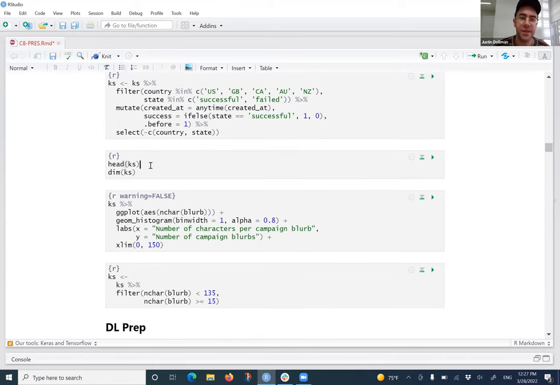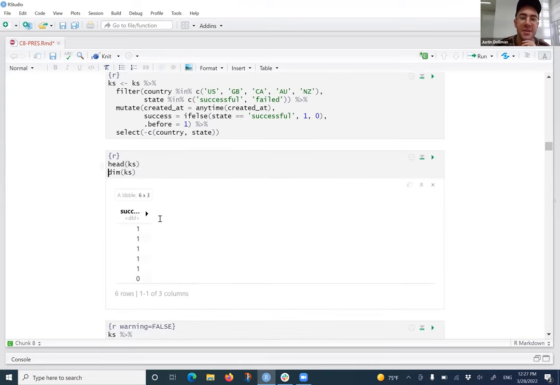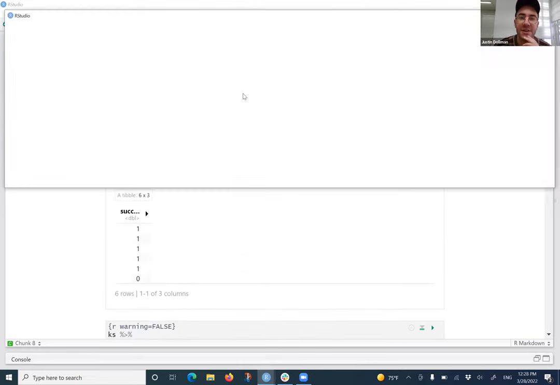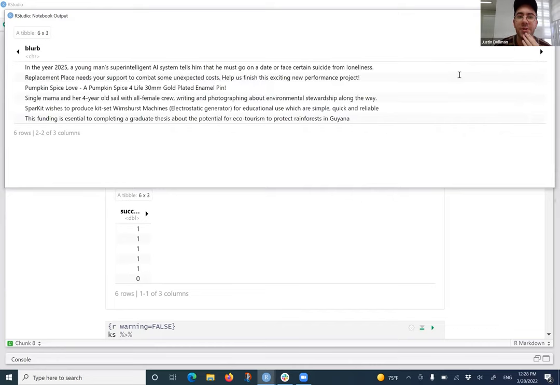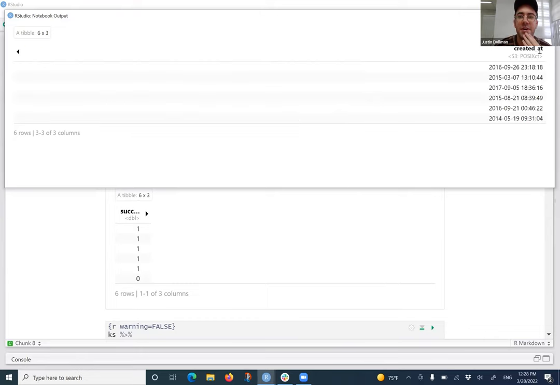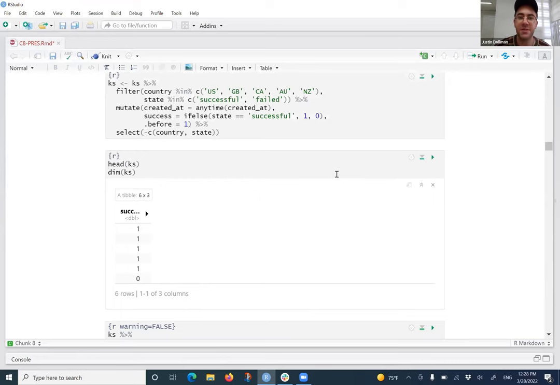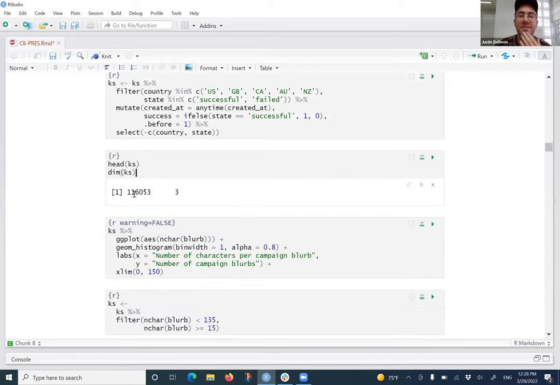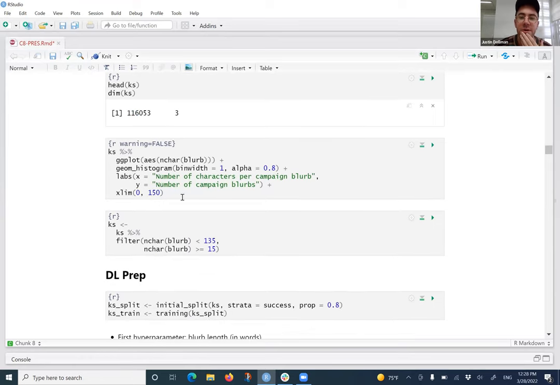So, okay, in the end, the data set is gonna look like this. Man, this is bizarre output. But anyway, so we have success, ones and zeros, the blurb, and then created at, but now as a datetime object. Although I'm actually not gonna use that as a feature. So that's it. And let's see how many observations we have. A nice amount. So 116,000 rows.